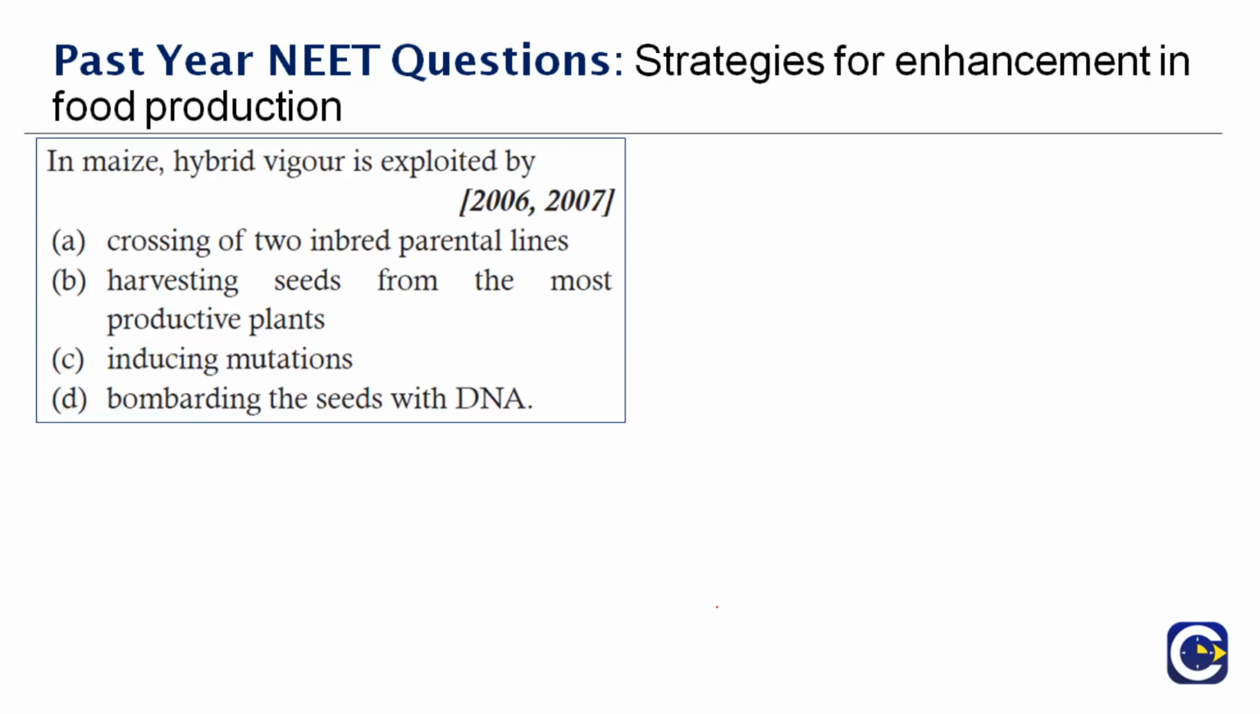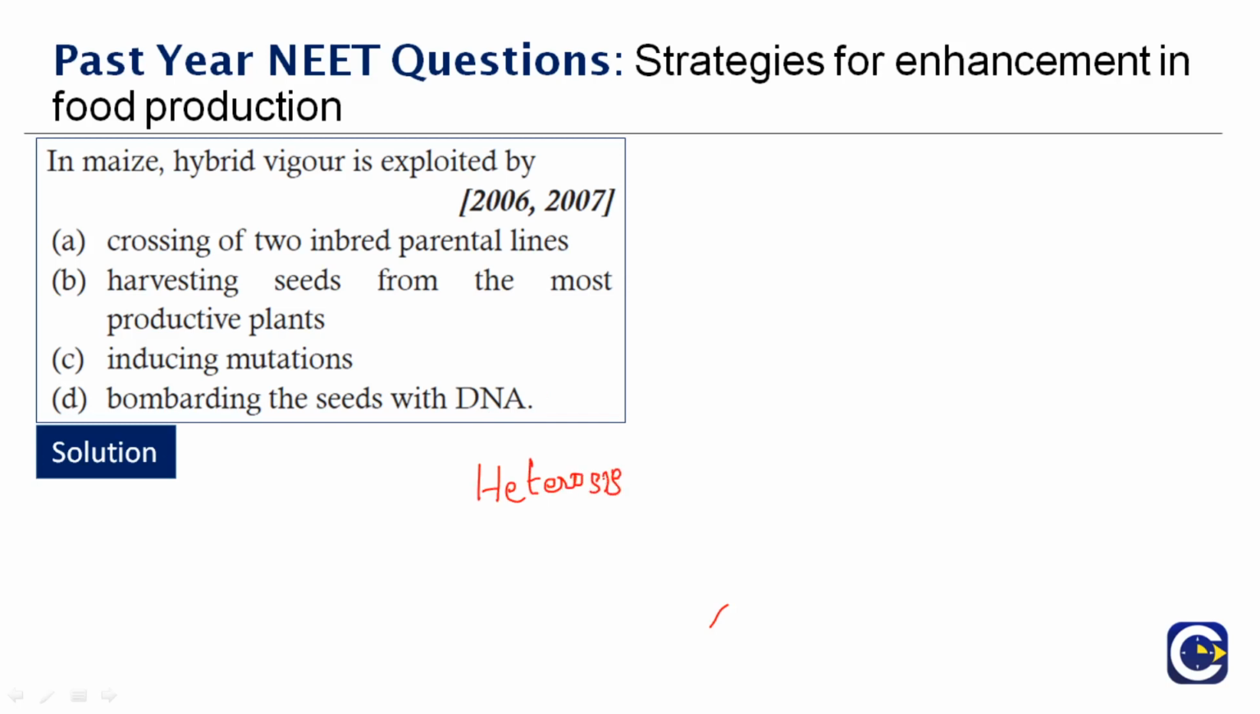In maize, hybrid vigor is exploited by dash. This question was asked in the year 2006 and again repeated in 2007. So what do you mean by hybrid vigor? Maybe it's the right time for us to talk about what we mean by hybrid, or we can just say hybrid vigor. See, the tendency of the crossbred individual to show qualities superior to those of both parent plants. What is hybrid vigor in plants? The process of hybrid vigor is together called heterosis. Okay, it is called hybrid vigor.